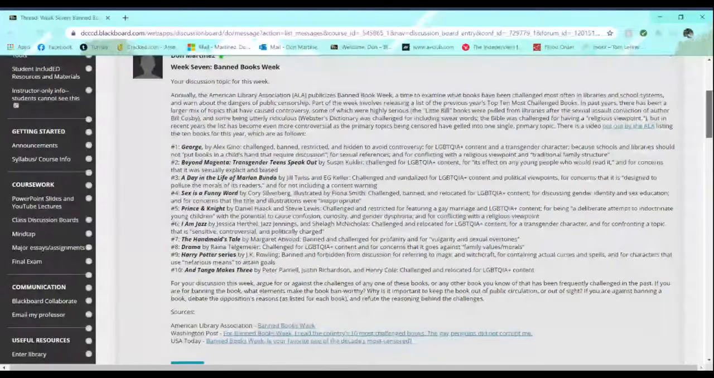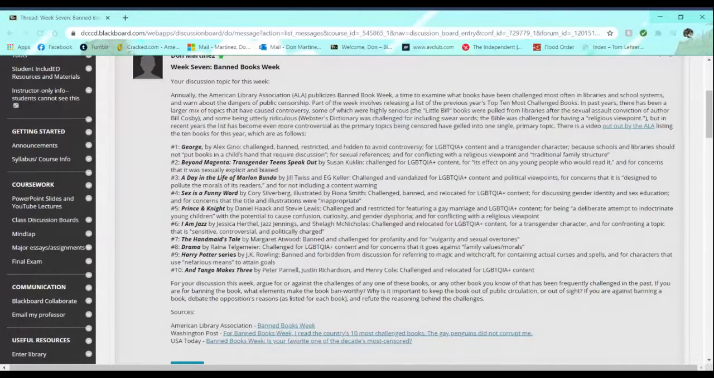Okay, so here's the discussion topic for Banned Books Week. Annually, the American Library Association, ALA, publicizes Banned Books Week, a time to examine what books have been challenged most often in libraries and school systems, and warn about the dangers of public censorship. Part of the week involves releasing a list of the previous year's top 10 most challenged books. In past years, there's been a larger mix of topics that have caused controversy, some of which were highly serious.